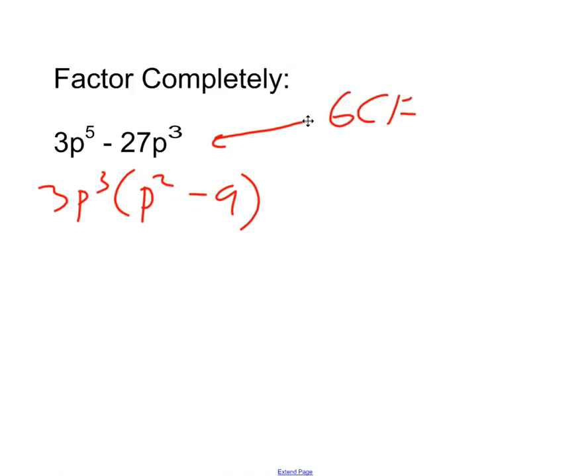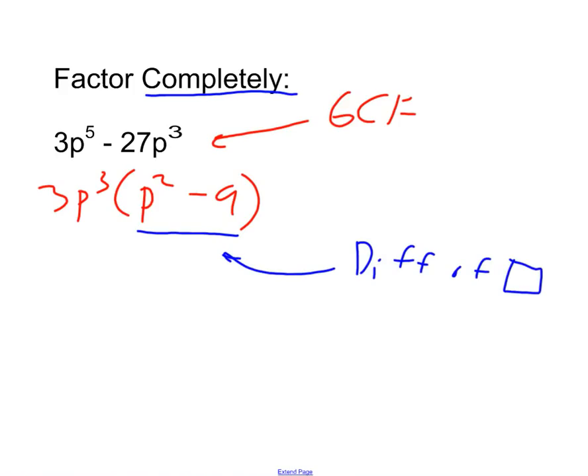Okay, so we factored it. Great. But the question is, have we factored it completely? Completely means factor it to the point where there's no factorings left to be done. And if you look at this expression, this binomial right here is a difference of squares. That's a square, or supposed to be. So we can actually go further on this one, and that's what's new here.